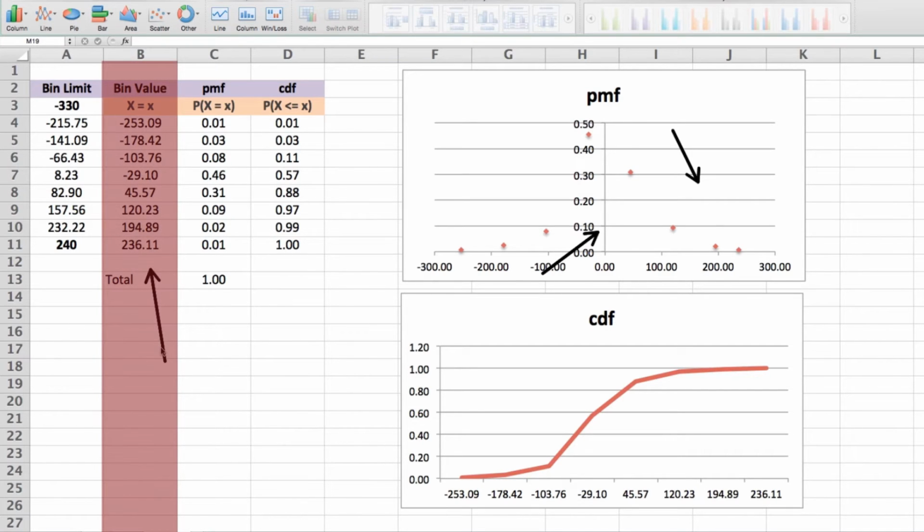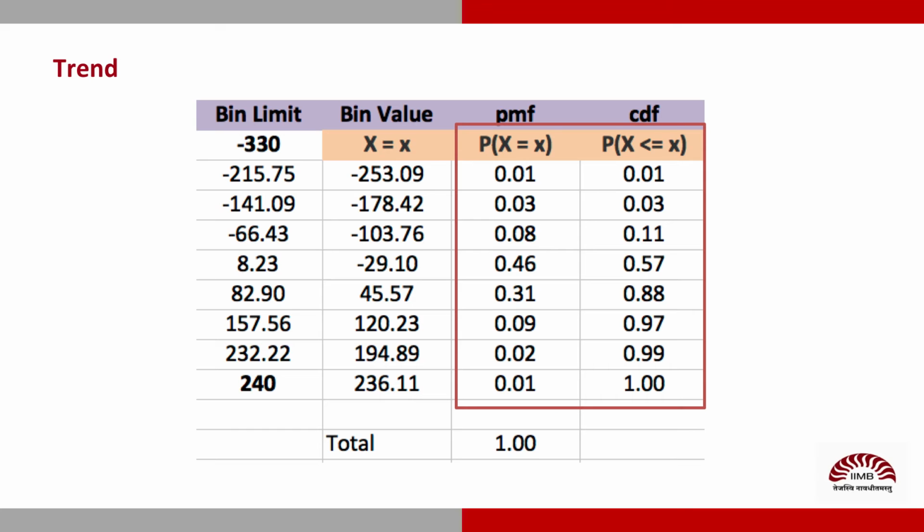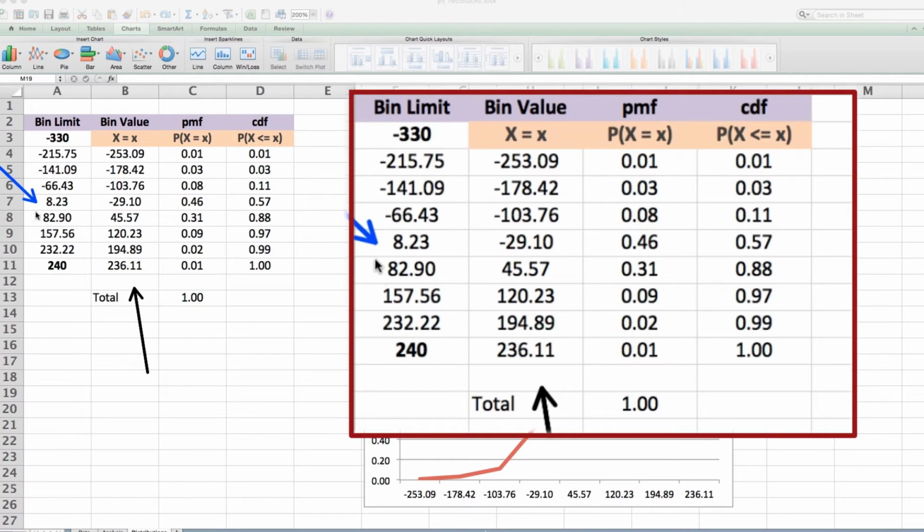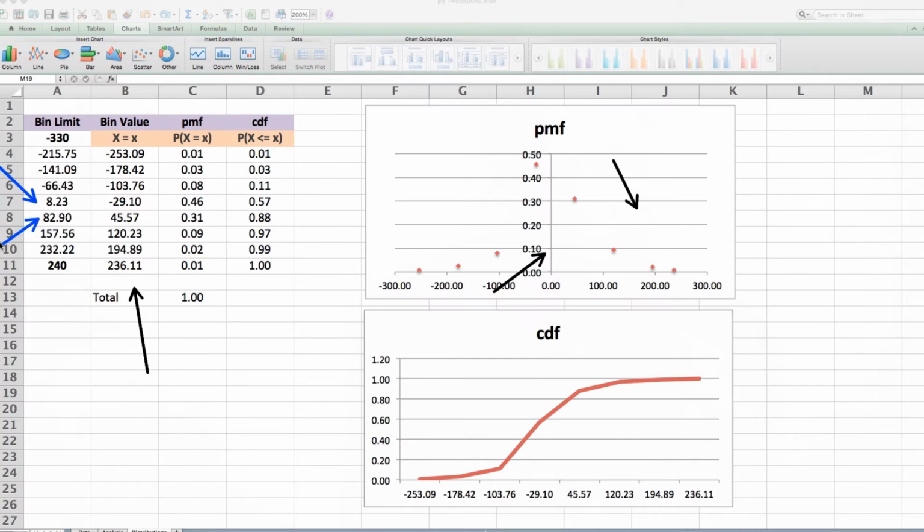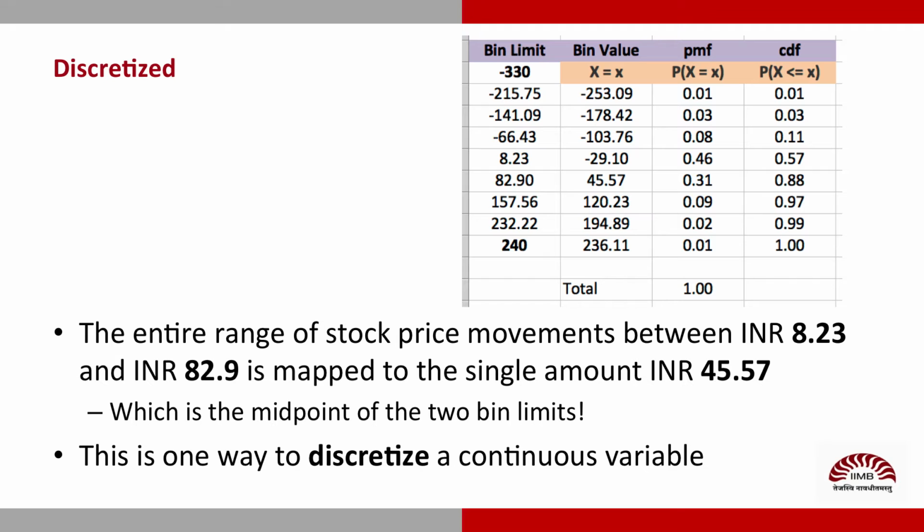Instead of focusing on exact numbers, what we have done is to consolidate stock movements using our bin values. That's what you see in our table. Over 2 decades, our numbers tend to follow a trend which is captured by probabilities. Looking at our table, the next month's close price can be up anywhere between 8.23 to 82.9. And we say it has moved up by 45.57.